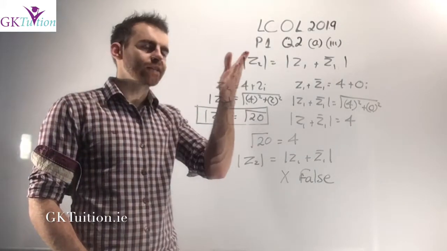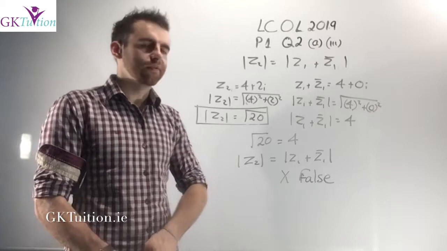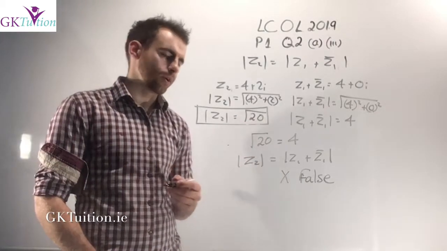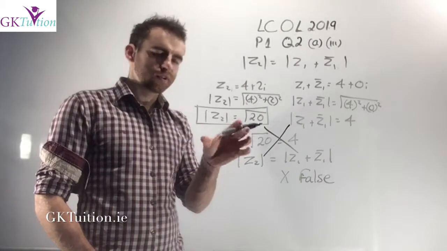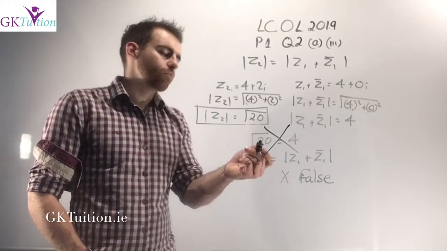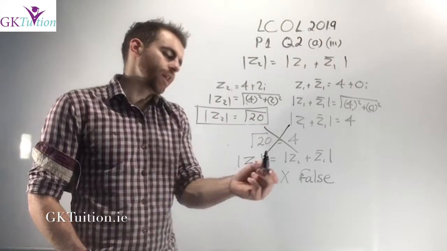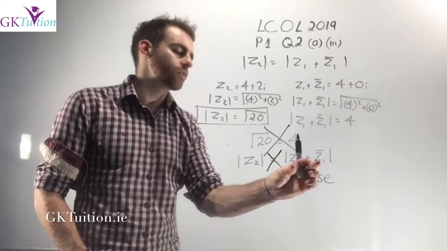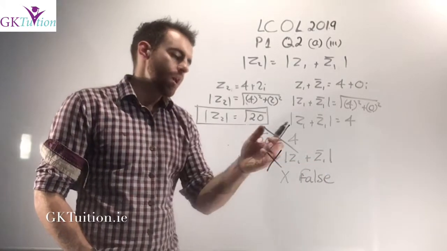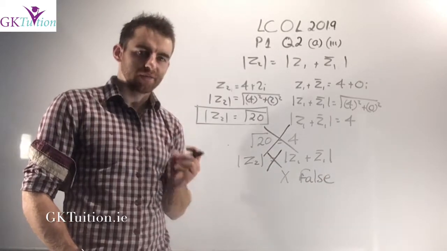We were asked to investigate if the left is equal to the right. In other words, if the square root of 20 is equal to 4. And clearly that's not true. The square root of 20 is not equal to 4. They're different numbers. You could plug that into your calculator and it works out larger than 4. So I could say that the modulus of z1 is not equal to the modulus of z1 plus its conjugate. And so in that case, you put an x through it and your conclusion should be that it's false.